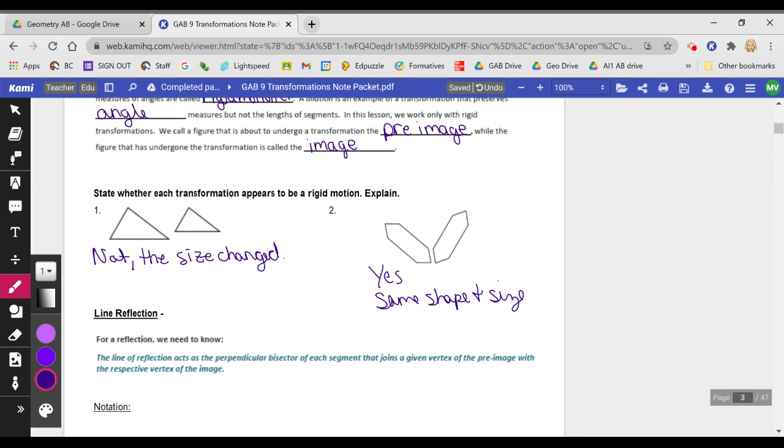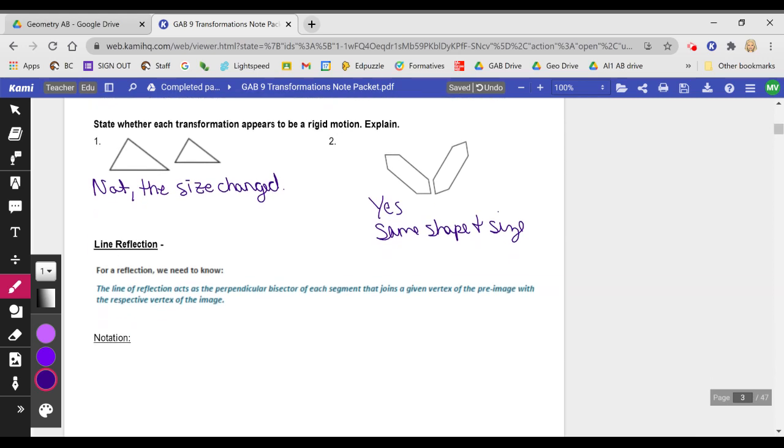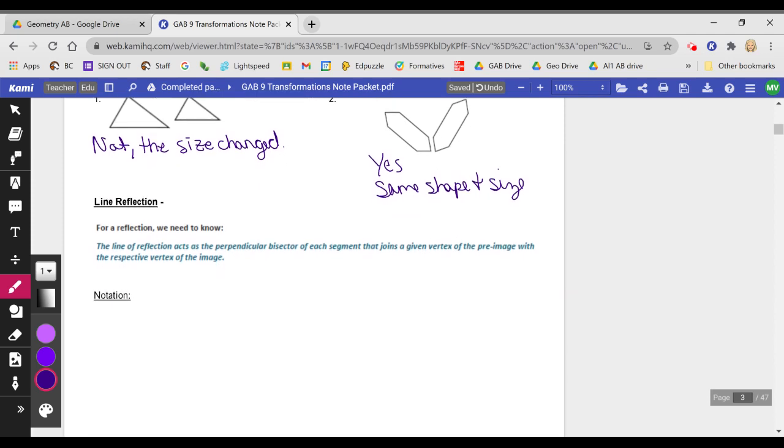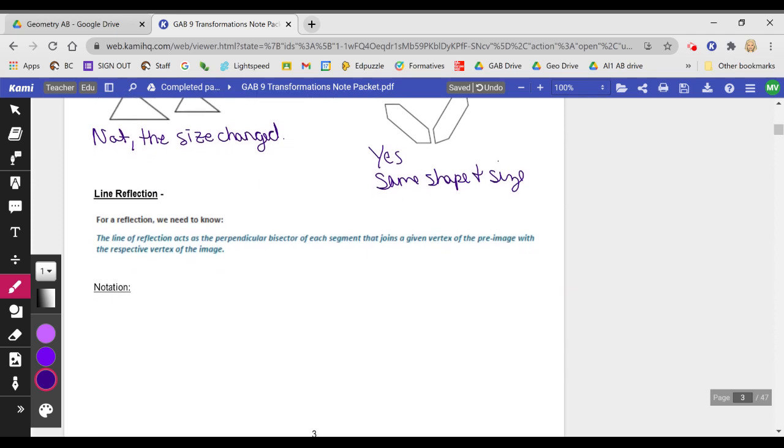So first thing we're going to talk about is a line reflection. So for reflection, we need to know the line of reflection. We need to know the pre-image and the line of reflection. The line of reflection acts as the perpendicular bisector of each segment that joins a given vertex of the pre-image with the respective vertex of the image.